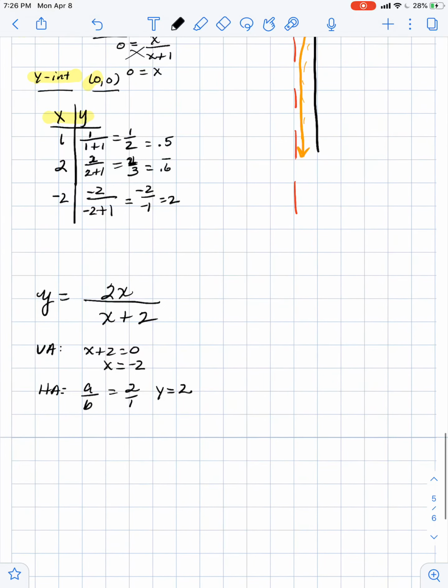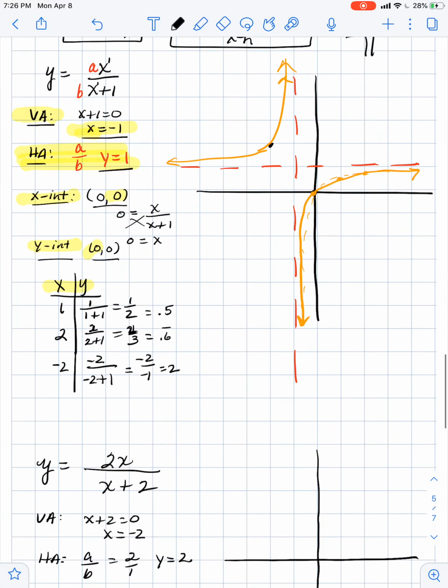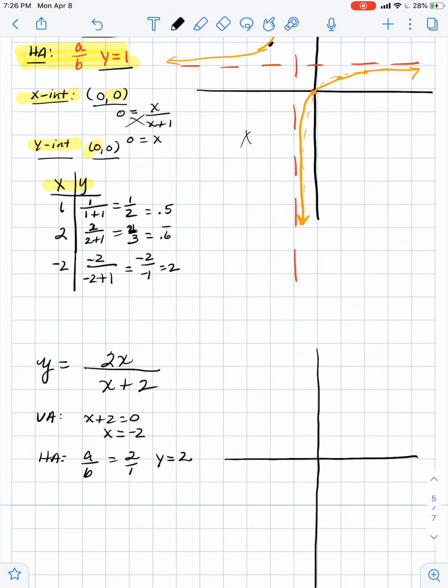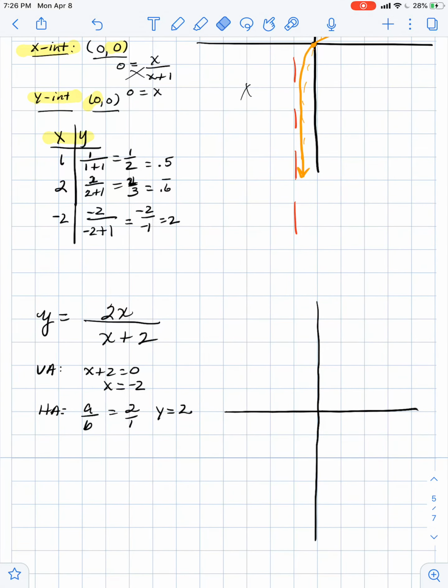So when I come to my graph, we haven't talked about reflections. If there's a negative out in front, it's going to flip it into your other two quadrants. We can look at some on Desmos or on your graphing calculator as needed. So let's plug this in. We have x equals -2, and we have y equals 2. I kind of made my graph.